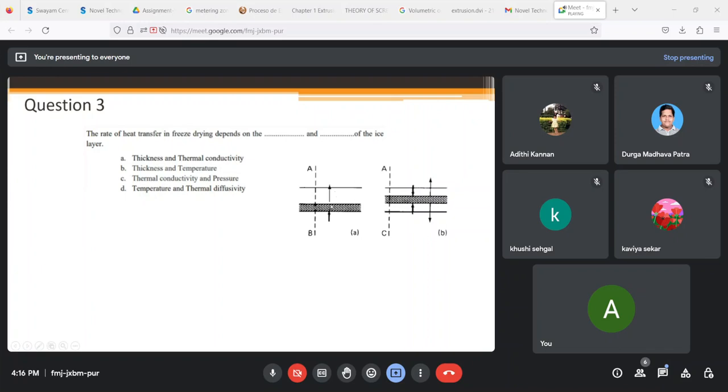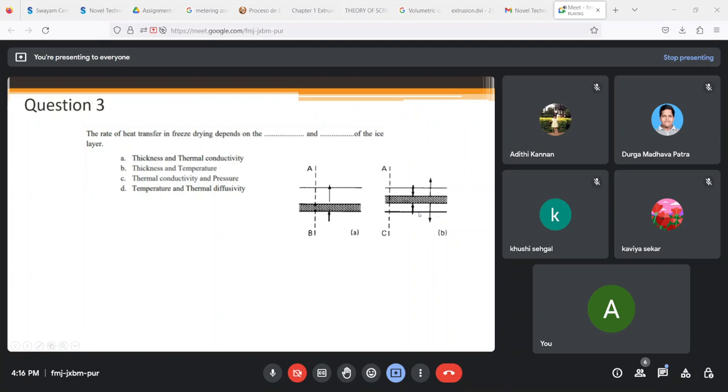Heat transfer is because you're supplying heat for sublimation of the ice. So ice sublimes and converts into water vapor, and that water vapor is then transferred from the food product into the air, which is then taken up by the freeze drying equipment. That we'll discuss a bit later. So the darker arrow shows the heat transfer and the lighter arrow shows the mass transfer.